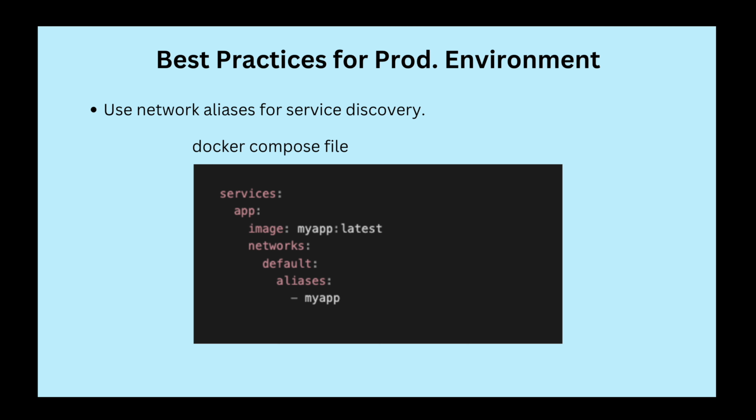Use network aliases for service discovery. In production environment, you might have multiple containers running the same service. To make it easier for containers to discover each other, you can use network aliases to give each container a unique name on the network. For example, here we are giving the app container the network alias my app, which can be used by other containers to connect to it.